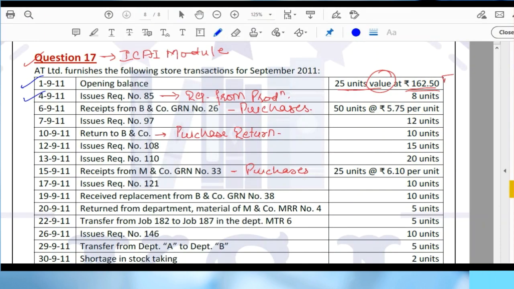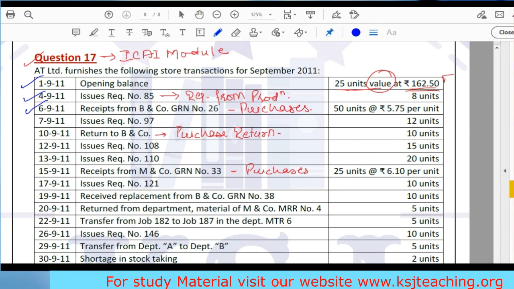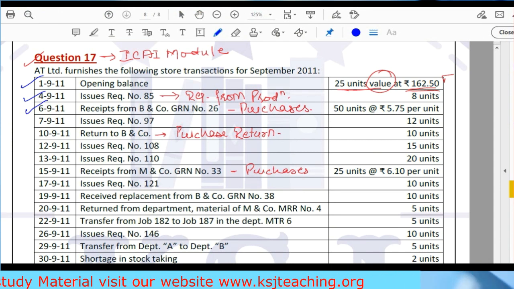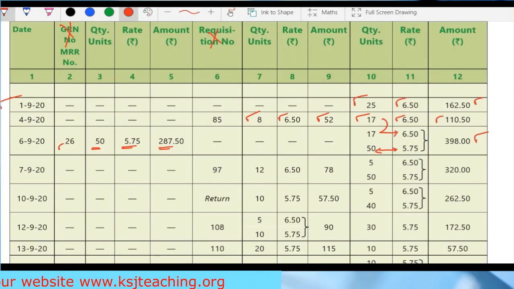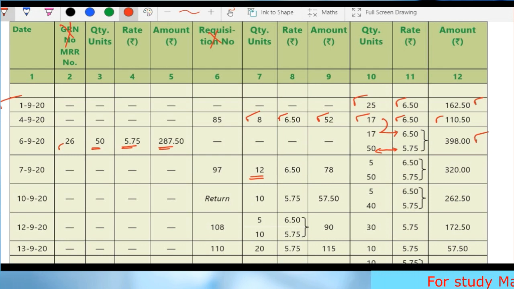Now, next, issue requisition number 97, 12 units. Okay, the production department again goes to the store, please give me 12 units. Now we have to issue the 12 units. Now tell me, from which stock? Now you have two stocks, one is 6.50, the other one is 5.75. Now you will issue from which stock?